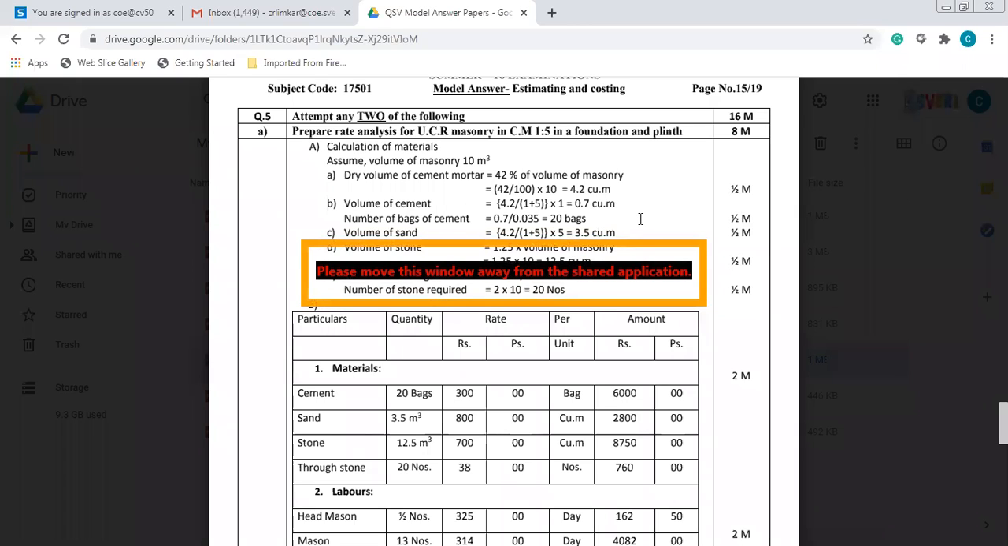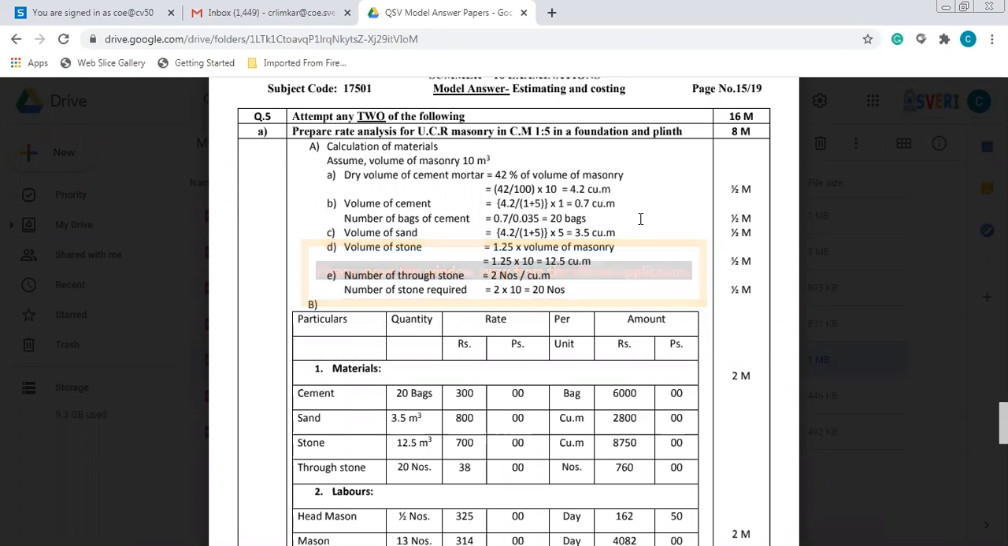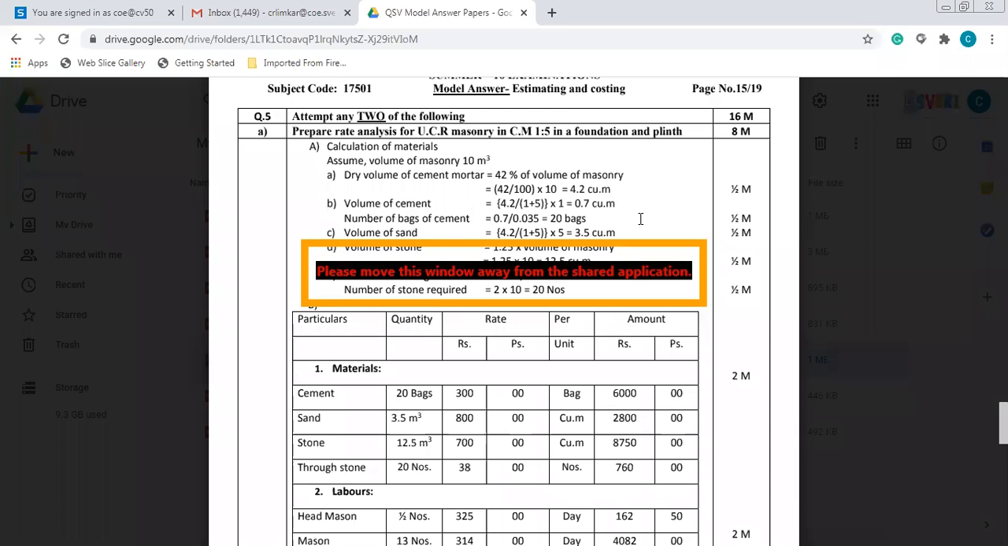Now the next important step, as far as this UCR is considered, is to find out the volume of stones. As far as the stones are considered, the stones are taken as 25%. The volume of the stone equals 25% of the volume of the masonry. We have to take an extra 25% of whatever volume we have. So as far as this problem is considered, our volume of masonry is 10 meter cube. So 25% of 10 meter cube, that is 1.25 multiplied by 10. So total volume of stone that is required is 12.5 meter cube.